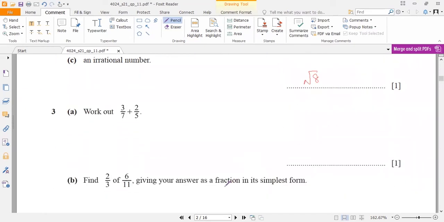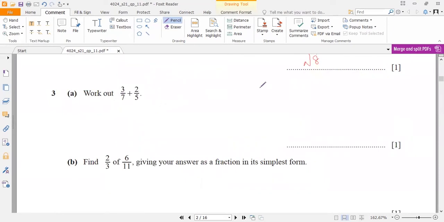Now in question number 3, we need to work out this fraction. Firstly, we need to make the denominators the same. So for this, we need to multiply by 5, multiply by 5, multiply by 7, multiply by 7. 5 threes are 15 upon 35, plus 7 twos are 14 upon 35. Now the denominators are the same, we can add these numbers. 15 plus 14 will be equal to 29 upon 35.